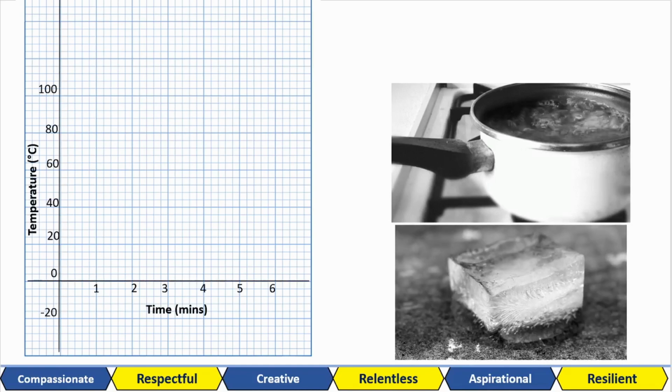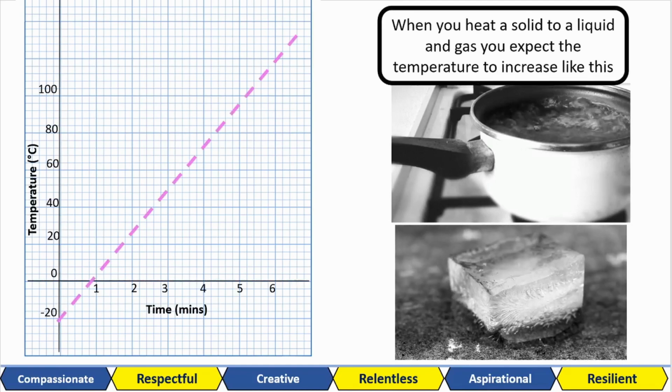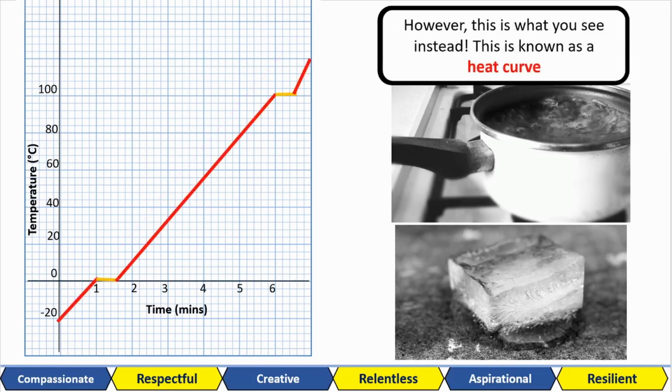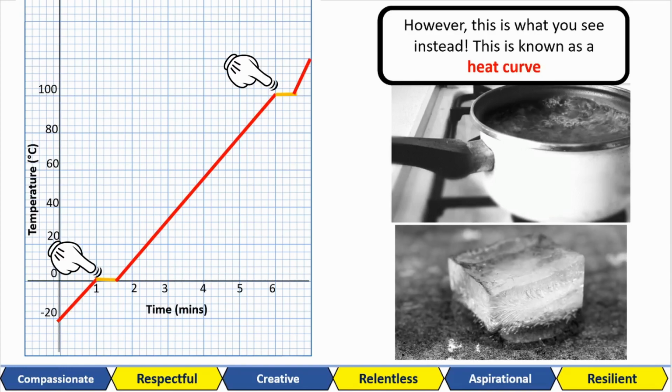If we plot a time versus temperature graph as we heat ice all the way to steam, we expect to see this straight line. Notice that we start below 0 degrees Celsius because we start off as ice. But this is actually what the line looks like, and it's called a heat curve. The main thing to notice here are these horizontal lines.